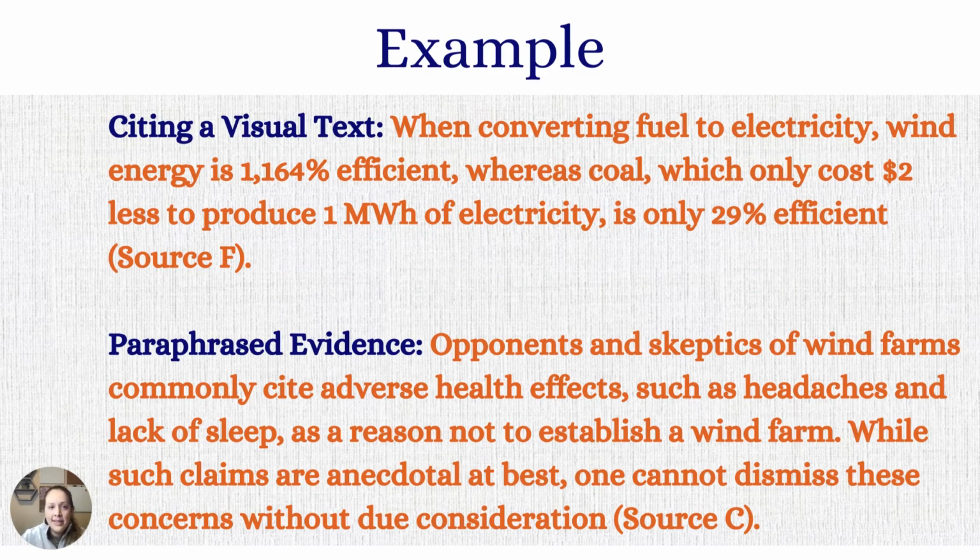So in the top example, it says citing a visual text. On the AP Lang exam, you're guaranteed at least 1 visual text. Many prompts have 2. If you're looking for more information on how to cite a visual text, I do have a separate video on this and a corresponding blog post, which I will link in the description box below. A visual text is something like a pie chart, a bar graph, maybe a photograph or a comic strip.